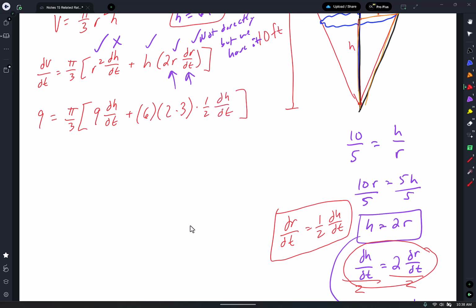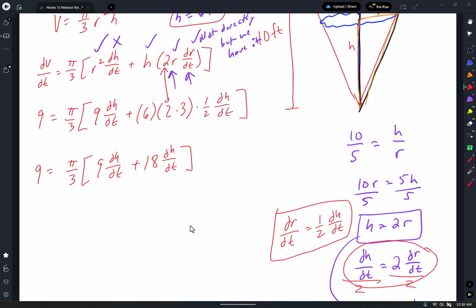Don't worry, we'll verify that we have the right answer in a little bit. Is that a 2 times 3 or is that a 2.3? That's a 2 times 3. That 2 is this 2, and the r is 3, remember? We're okay? Are we still okay, guys? All right. 9 equals pi over 3, bracket 9 dh/dt, plus 2 times 3 is 6, 6 times 6 is 36, and half of 36 is 18 dh/dt.